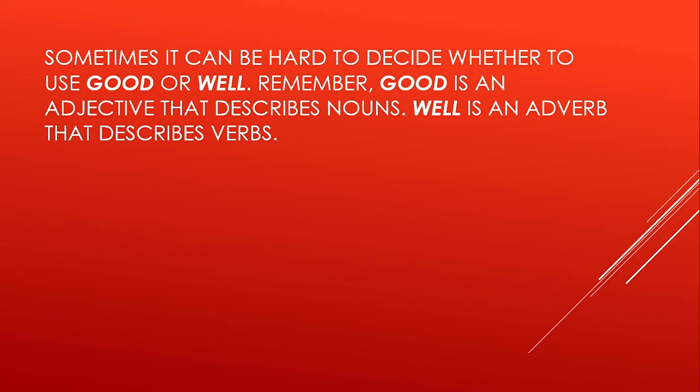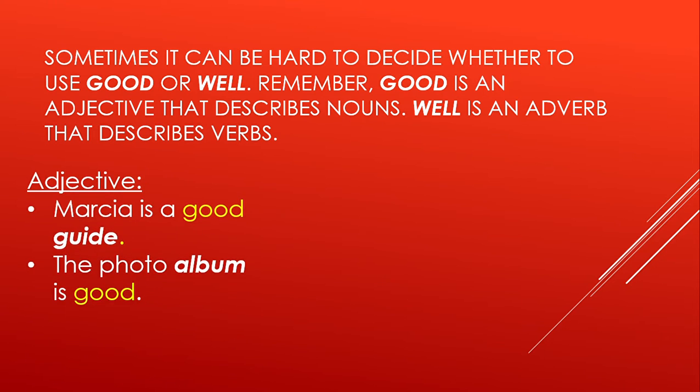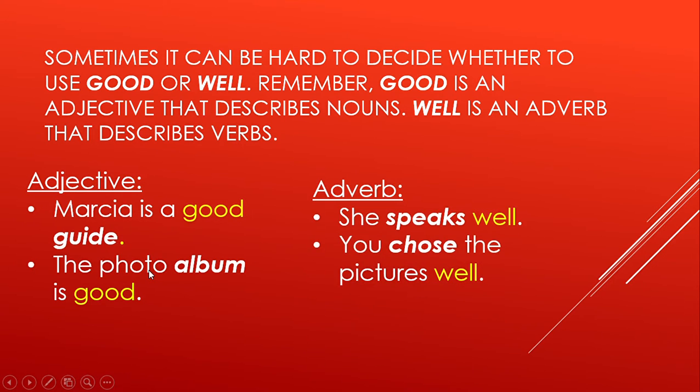Sometimes it can be hard to decide whether to use good or well. Remember, good is an adjective that describes nouns. Well is an adverb that describes verbs. So here's an example. Marcia is a good guide. The photo album is good. When you're describing a thing, a person, or a place, you use good. If you're describing a verb, then you use the word well, like she speaks well. How does she speak? That's a verb, well.